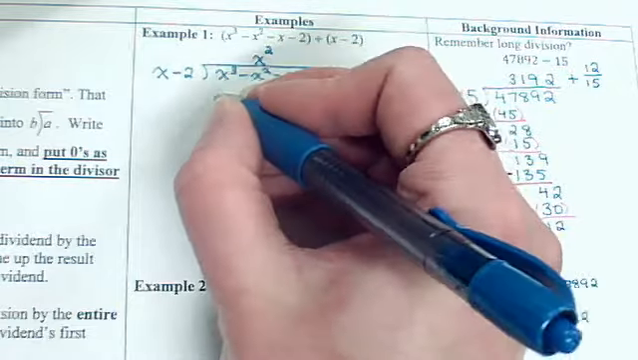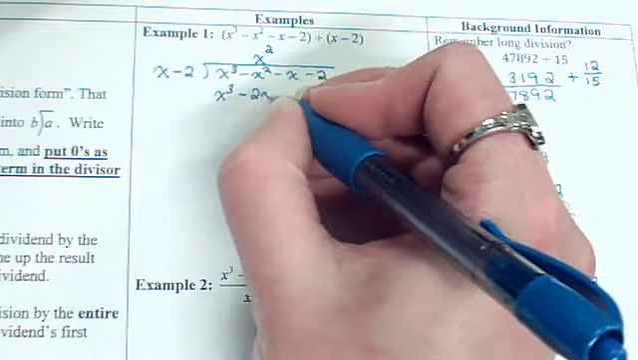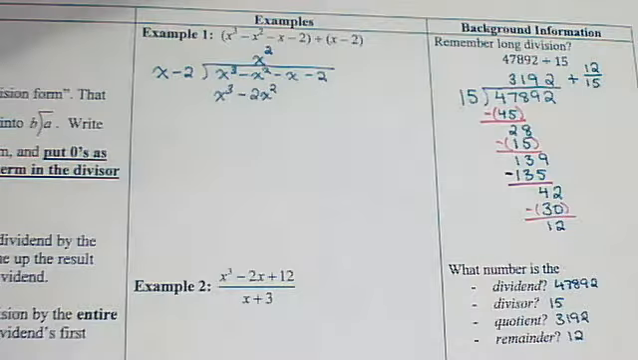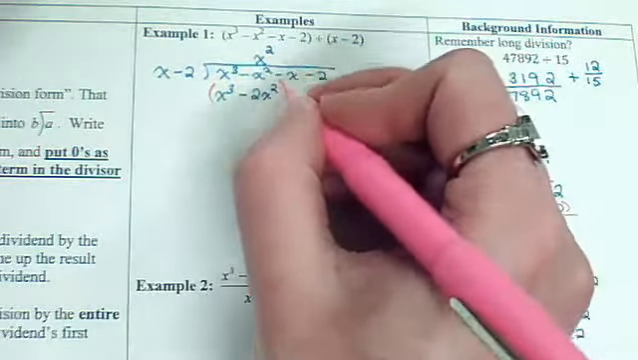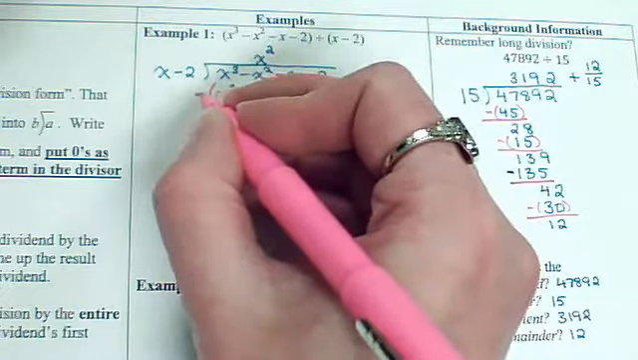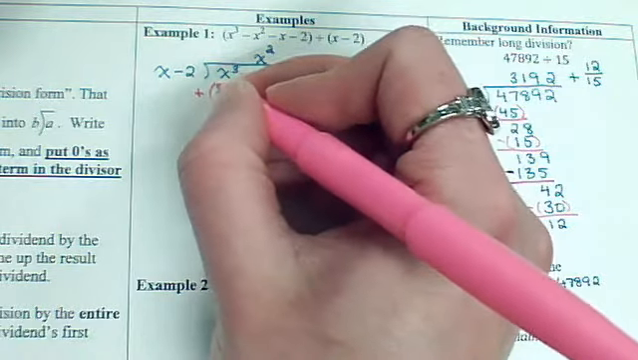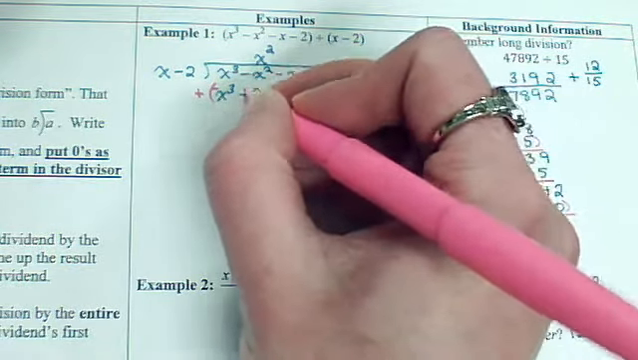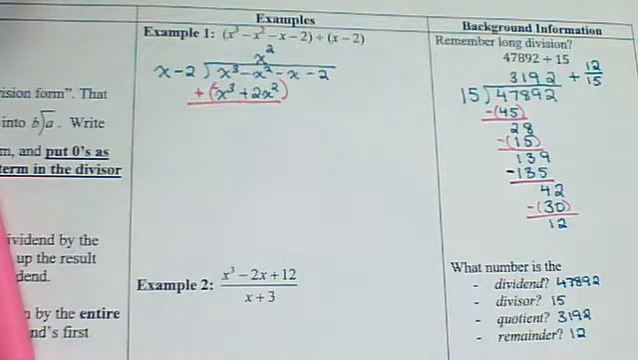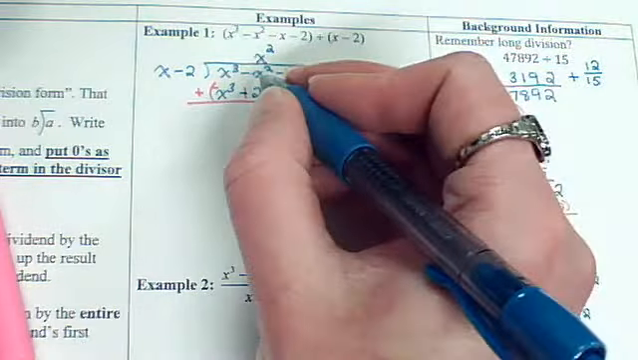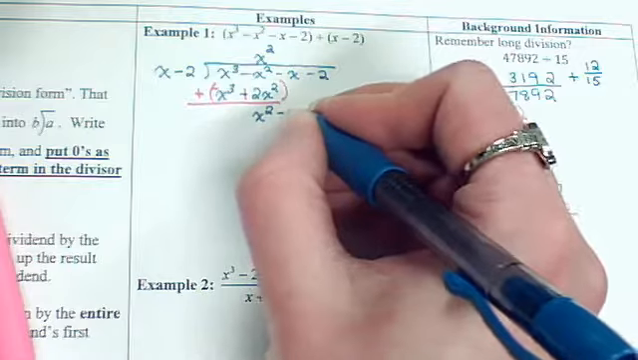X squared times x gives me x cubed. X squared times negative 2 is going to give me negative 2x squared. Now, here is the tricky part for some people. I need to subtract all of this. Now, one way you can do that is to distribute that. So that would make this a negative x cubed and a positive 2x squared. X cubed minus x cubed is going to give me nothing. Negative x squared plus 2x squared is going to give me a positive x squared. And then we bring down the next term.